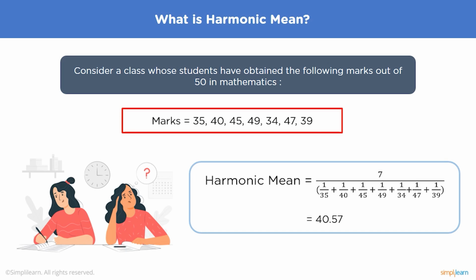1 by 35, 1 by 40, 1 by 45, 1 by 49, 1 by 34, 1 by 47, and again 1 by 39. After getting the reciprocal of these terms, we find the mean. So we add up all the reciprocal terms and divide it by 7 and then take the reciprocal of that term. In the end, the harmonic mean that we get is 40.57.